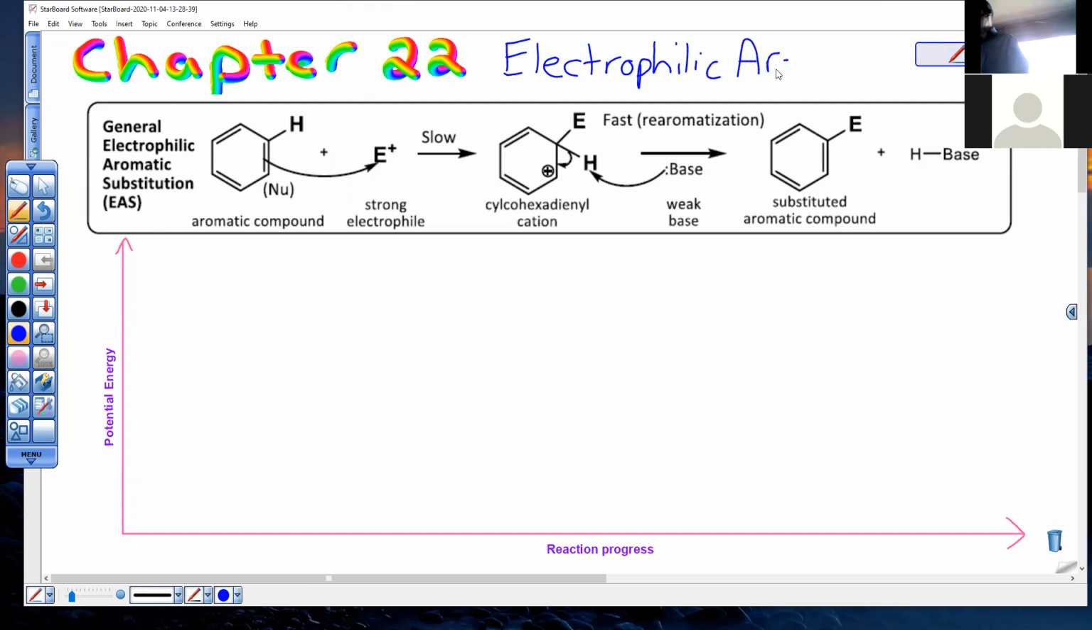That makes the aromatic compound a nucleophile. And we're going to replace a hydrogen with the electrophilic group. So here we see a hydrogen in the beginning that disappears during this final step here to make our new group the only substituent on this carbon here.